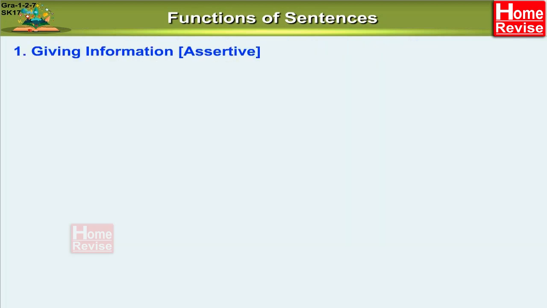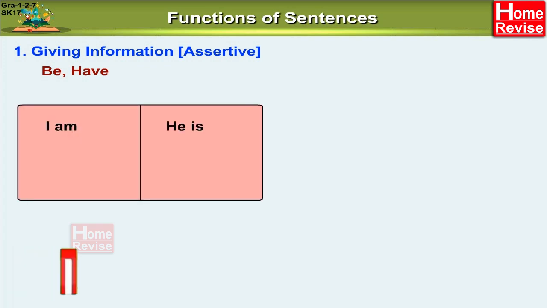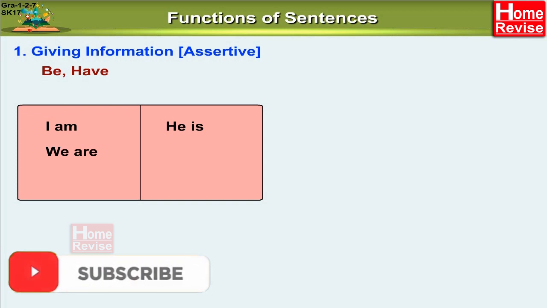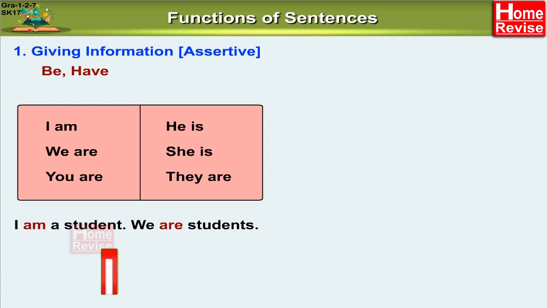1. Giving information. Assertive. Be, have. First, we'll see be. I am, he is. We are, she is. You are, they are. I am a student. We are students.